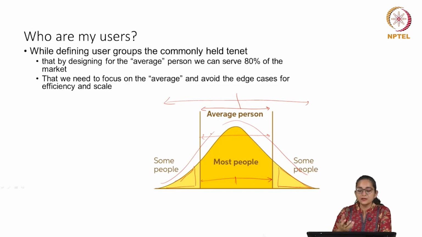So there's something called an 80-20 rule. So basically when we define who are our users, whenever we want to serve a target population, design a product for them, design a use case for them, while we are defining user groups, it is a commonly held tenet that by designing for the average person, we can serve most of the people, 80% of the market, and that we need to focus on the average and avoid the edge cases, because for efficiency and scale, most of the time these edge cases will have special needs.